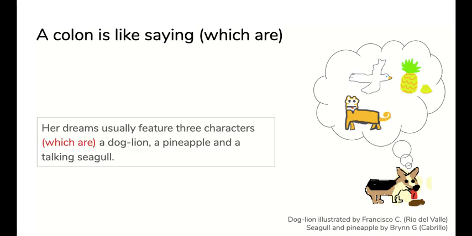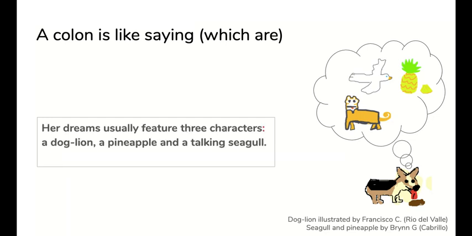So a colon is basically like saying the words which are. So let's read this sentence without the colon and just put the words which are in place of it. Her dreams usually feature 3 characters, which are a dog lion, a pineapple, and a talking seagull. By taking the which are out and just using a colon, we're being more efficient, we're being more elegant in our writing, and we're giving some important information to the reader.